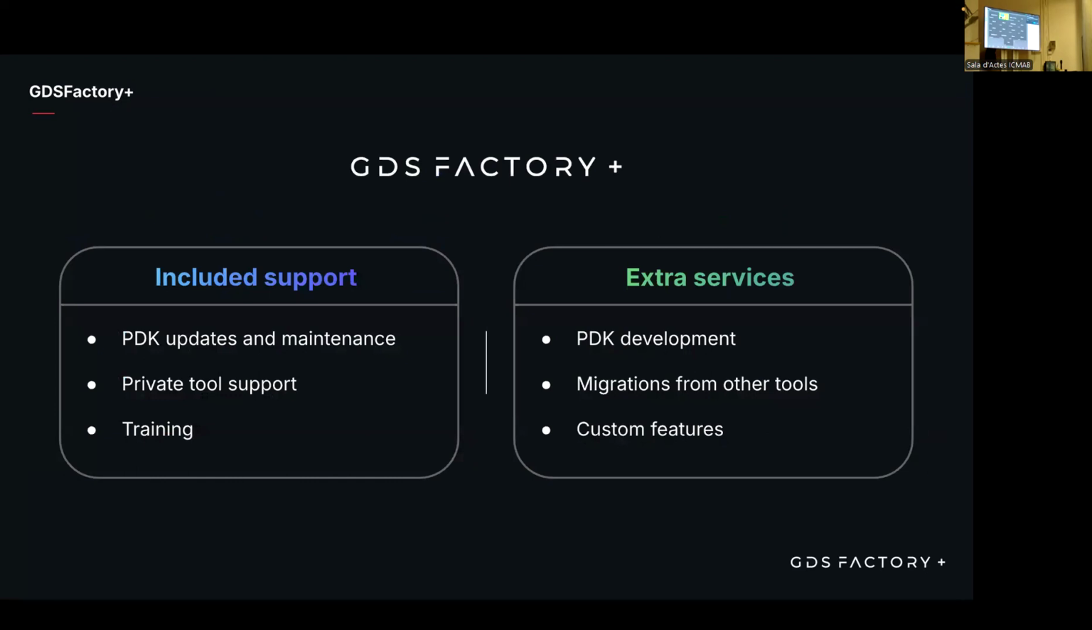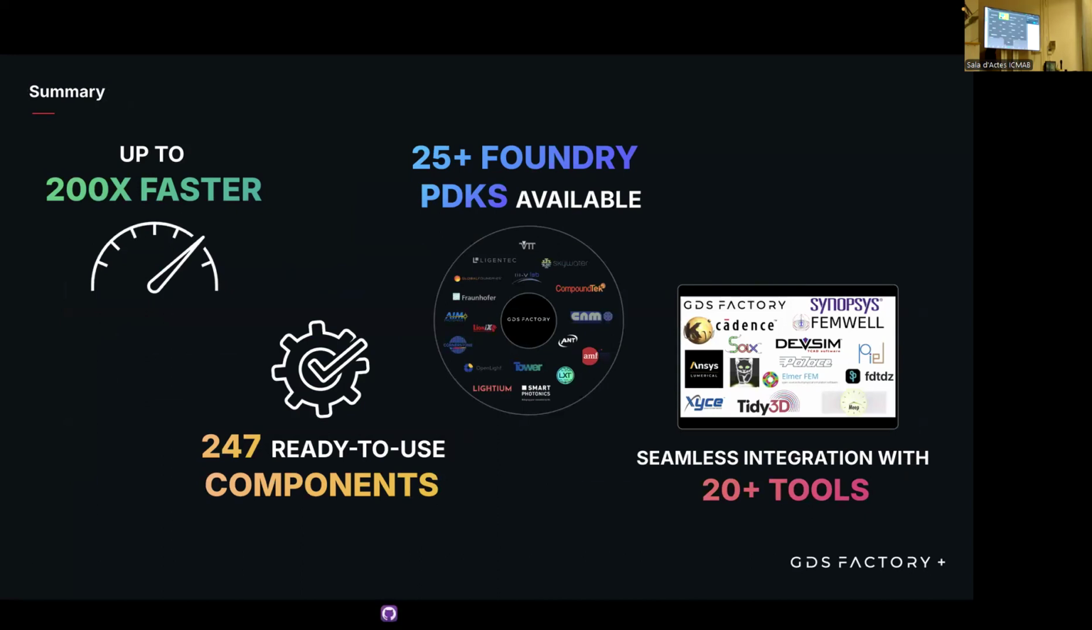And we have a company now to support it. We provide the tool itself, as well as extra services. For example, a lot of companies come to us for help making a PDK, a library of components. We also help companies doing quantum or visible, different wavelengths, so we help them build PDKs as well. It's 200 times faster than other tools. We support 25 foundries, and we also have integration with more than 20 tools.